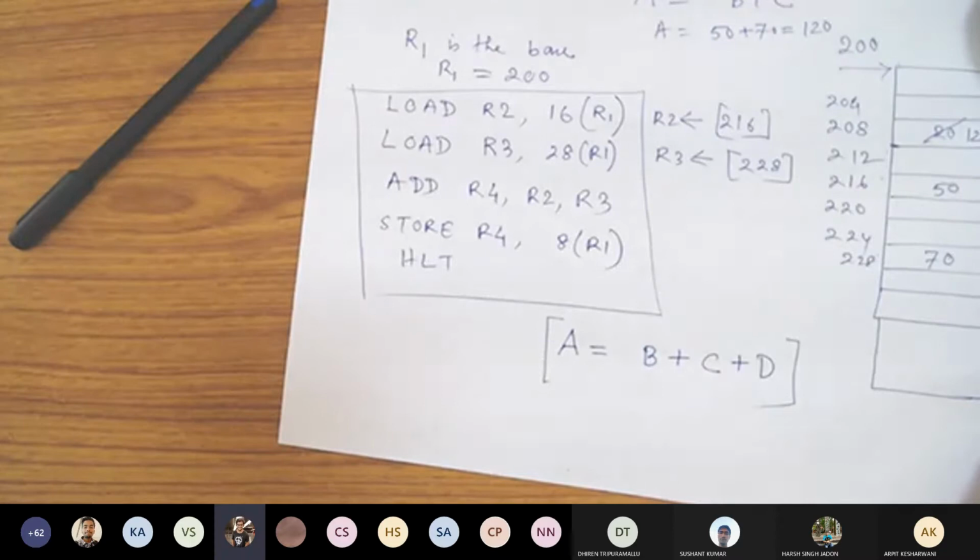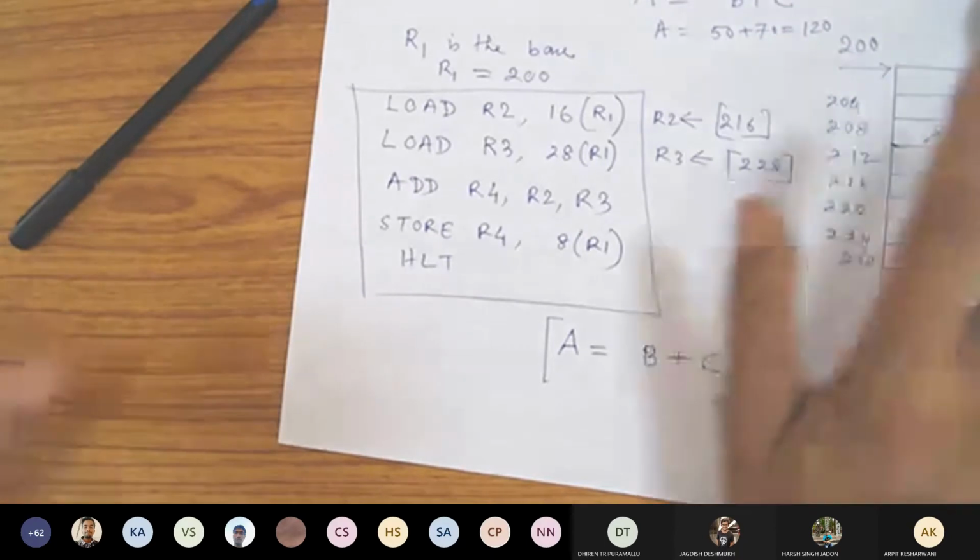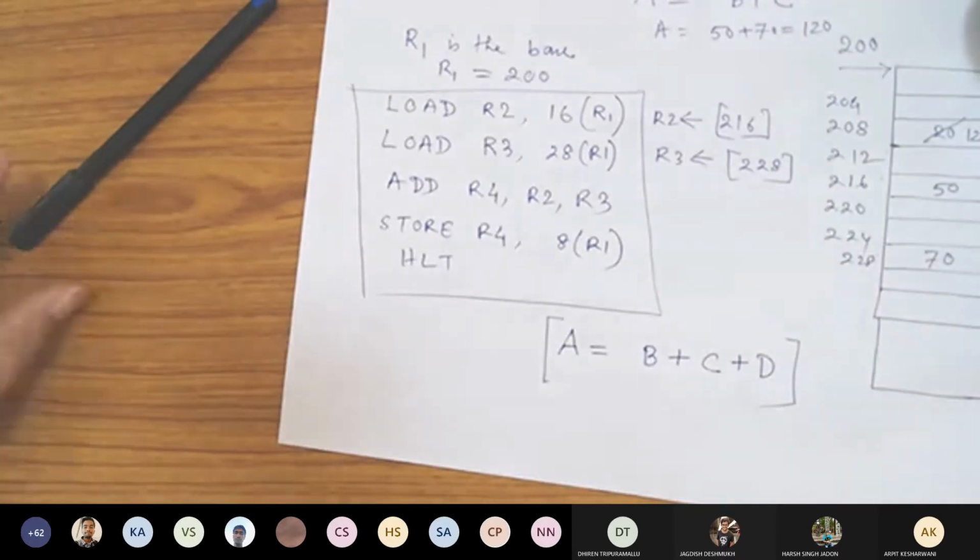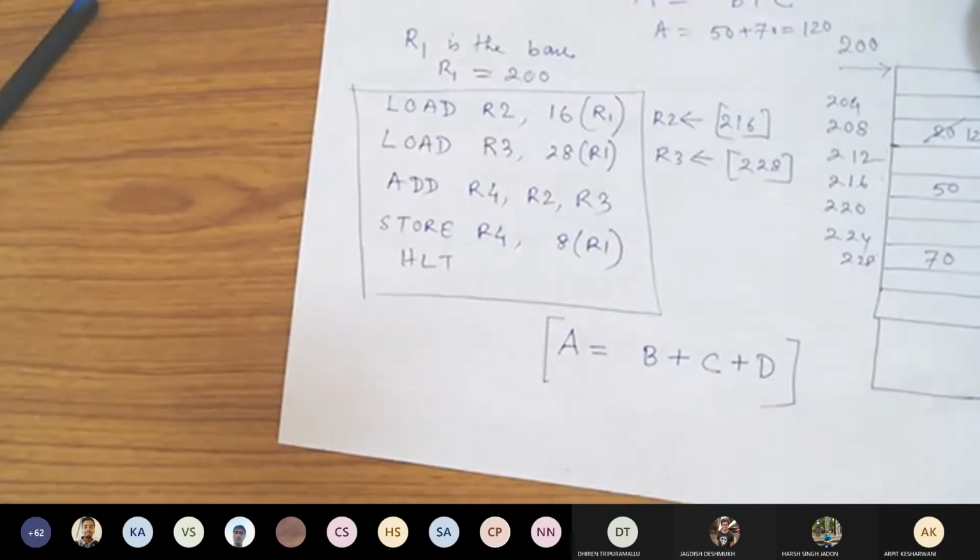So for add, can the destination be one of the sources? Yes. Destination can be one of the sources. So add R2, R2, R3 is allowed. Actually, add R2, R2, R2 is also allowed. If you are able to manage them, it's fine. As long as data is not lost for your particular purpose, you can do it.